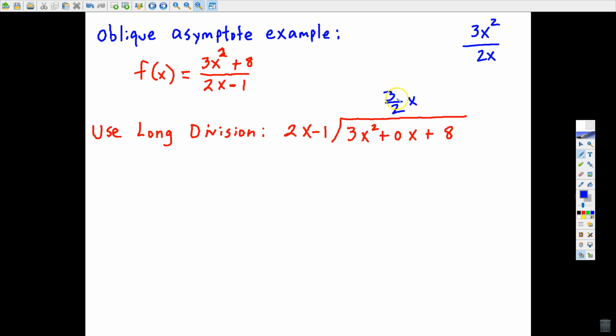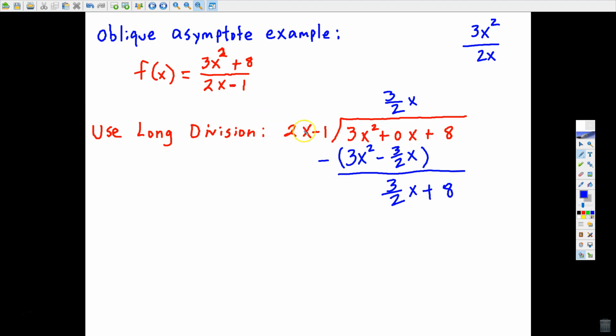We take what we got when we divided, and we're going to take this and multiply by each of these. All right, so 3 over 2x times 2x is just 3x squared. And then we also multiply 3 over 2x times negative 1, and that's minus 3 over 2x. Long division always involves subtraction. So when we subtract, the x squares go away, cancel. And when I do 0 plus 3 over 2x, I get 3 over 2x. We bring down the next term and we start the process all over again.